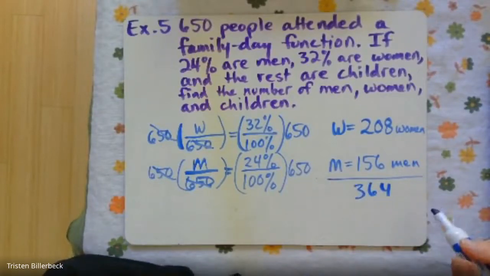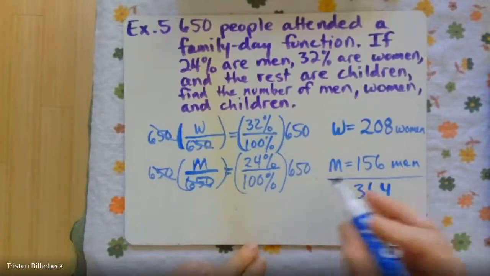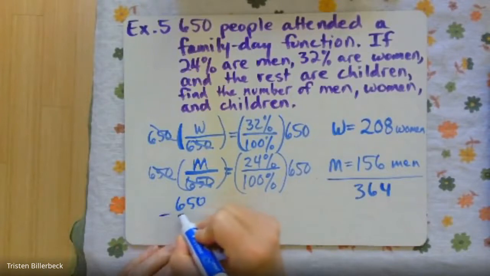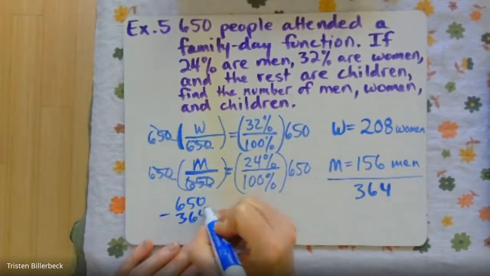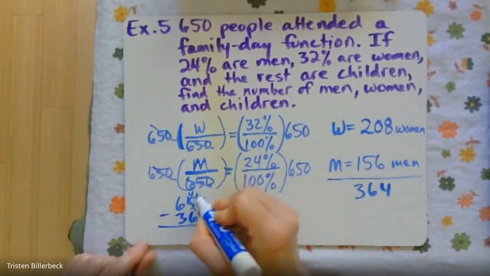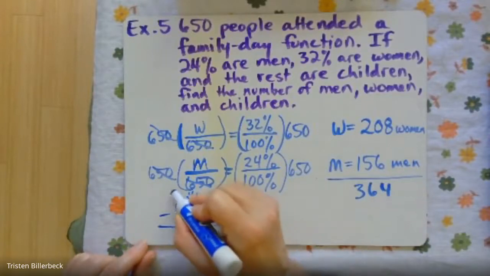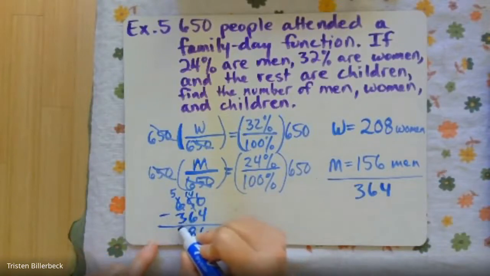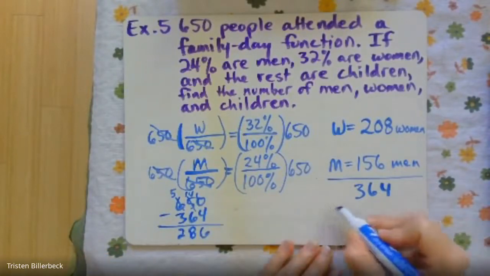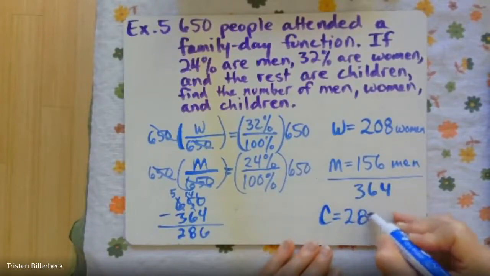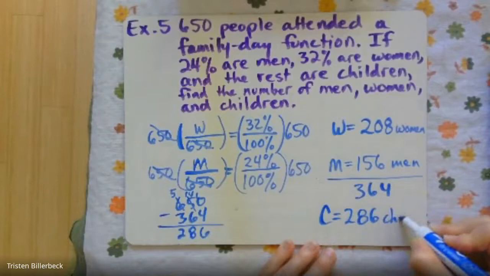Now, if we add up these people, that gives us 364 adults. So the rest are children. So we take 650 and subtract 364 adults. And we carry 1 from here. So we have 6, carry 1 from here, 8, and 2. So there are 2, children are 286.